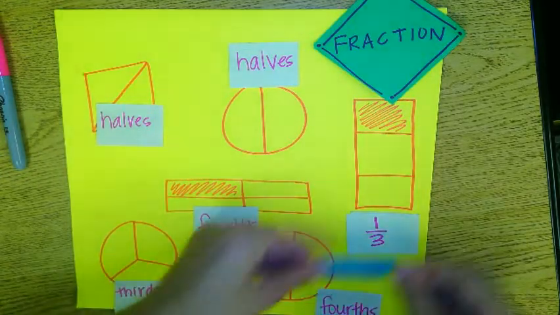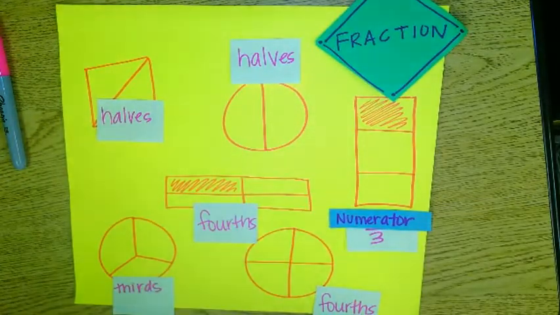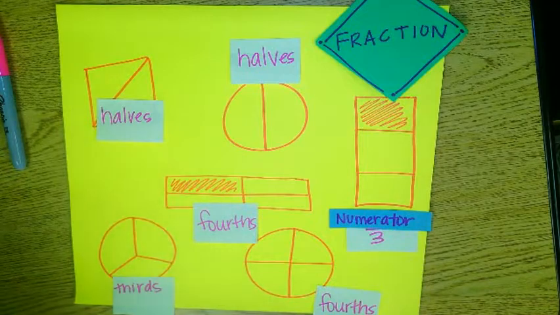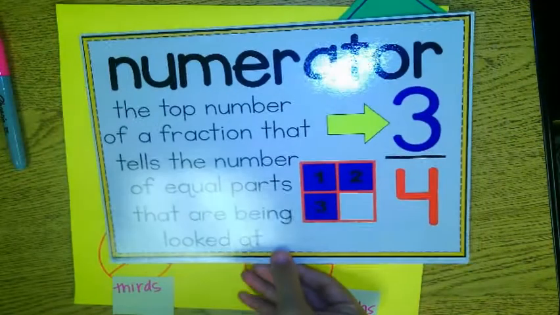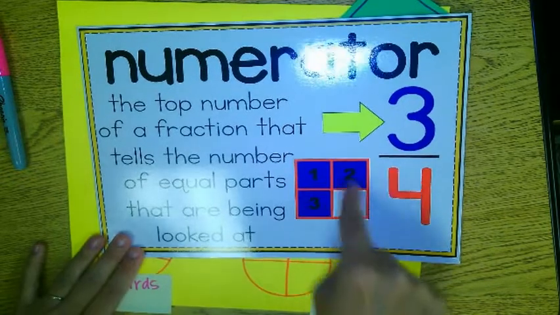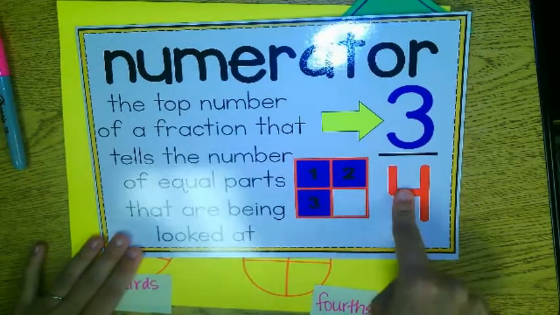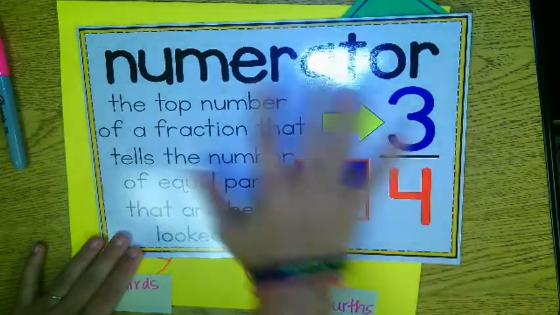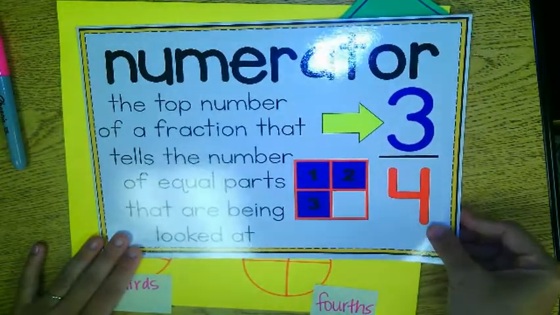Oh, I think I heard someone say it. It's the numerator. And all that a numerator is the top number of a fraction that tells the number of equal parts that are being looked at. So in this case, this was partitioned into 4 parts, but I was only talking about these 3. So that's what a numerator is.